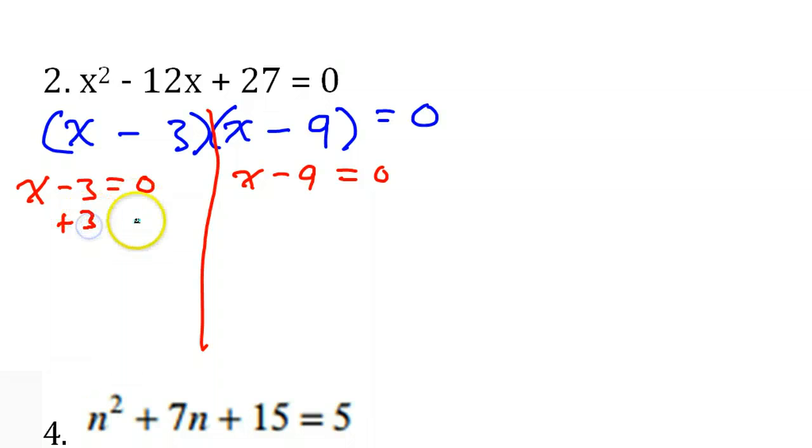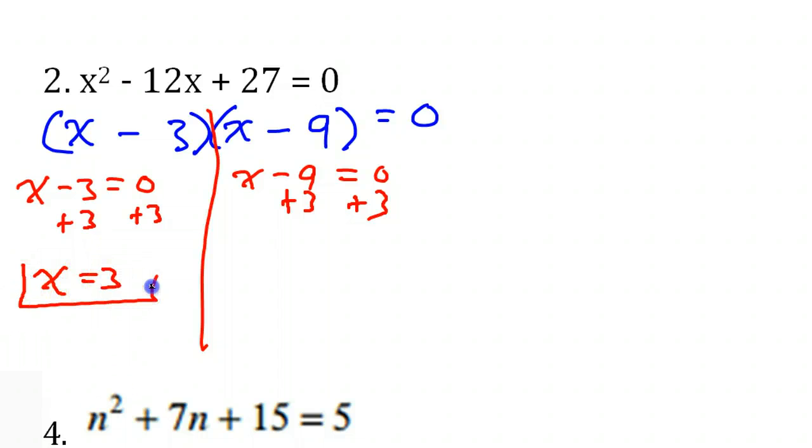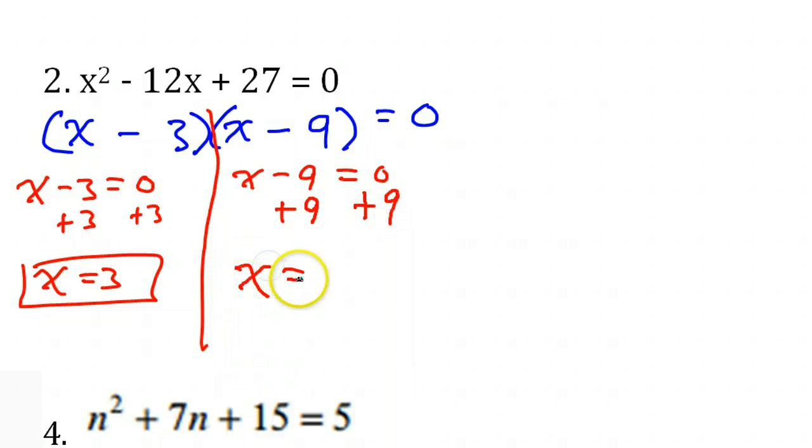Adding 3 to both sides, we're going to get x equals 3. Okay. Let's just pretend nobody saw that, so I don't have to edit the video. Alright, x equals 9. So these are our 2 solutions.